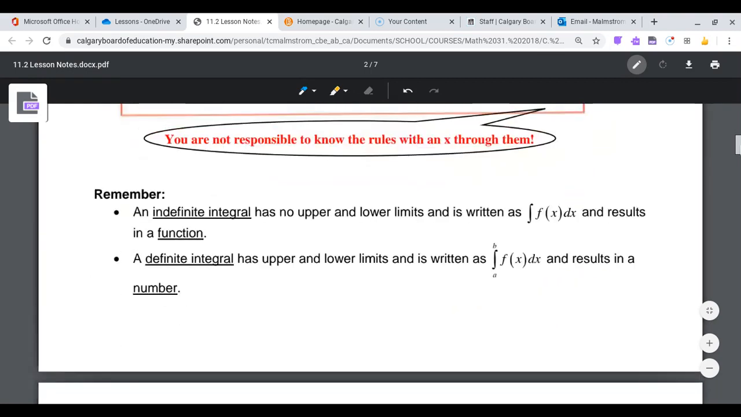Okay, so just remember, an indefinite integral has no upper or lower limits and is written as the integral of f of x dx and will result in a function. In fact, it is a family of functions because we have to include the extra constant, right? Plus c. Now, what we're really working on in 11.2 is definite integrals. They're going to have upper and lower limits, and it will result in a number. Okay, so a definite integral is going to give me a numeric answer, which we just saw in examples 1 and 2.